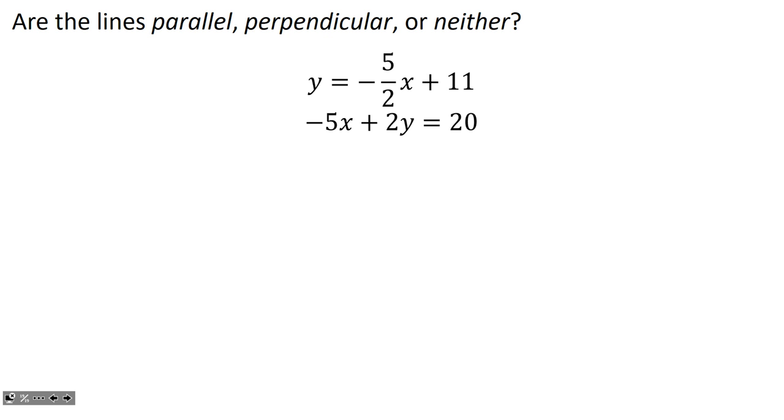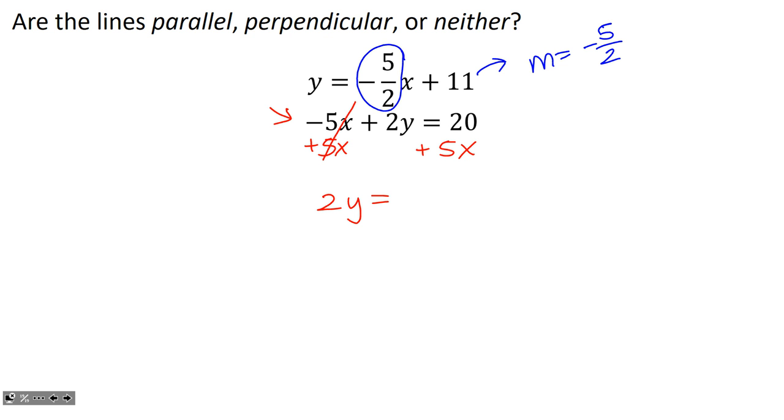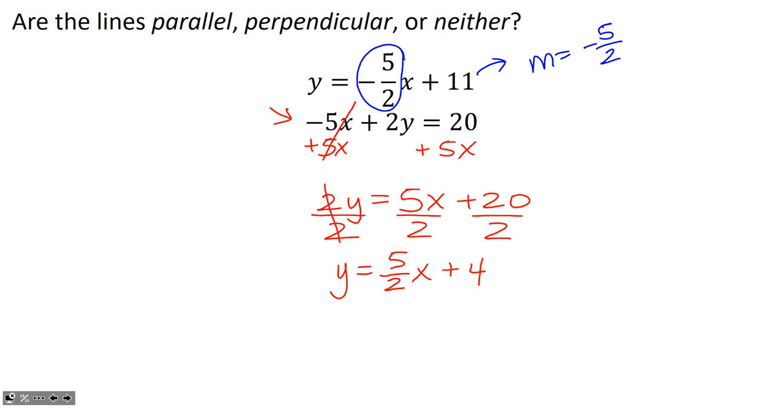Another one, are the lines parallel, perpendicular, or neither? So I need to find the slopes. This one's real easy. This is y equals mx plus b. So my slope is negative 5 over 2. But this second equation here, I got to solve for y. I got to get y by itself. I got to add 5x to both sides. And then I have 2y is equal to, these are not like terms, so I keep it like 5x plus 20. And then to get y by itself, I'm going to divide everything by 2. And I have y is equal to 5 over 2 x plus 4.